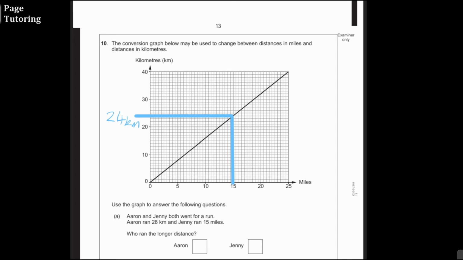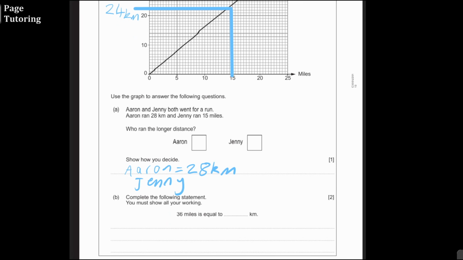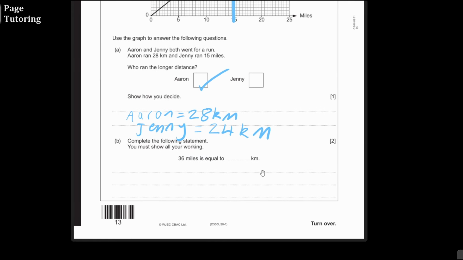So they're both running a really far distance. Goodness me. So they're running further than a half marathon. So that's pretty far. So now we can just write that there. So she's ran about 24 kilometers. So we can say that Aaron's ran an extra 4 kilometers than Jenny.